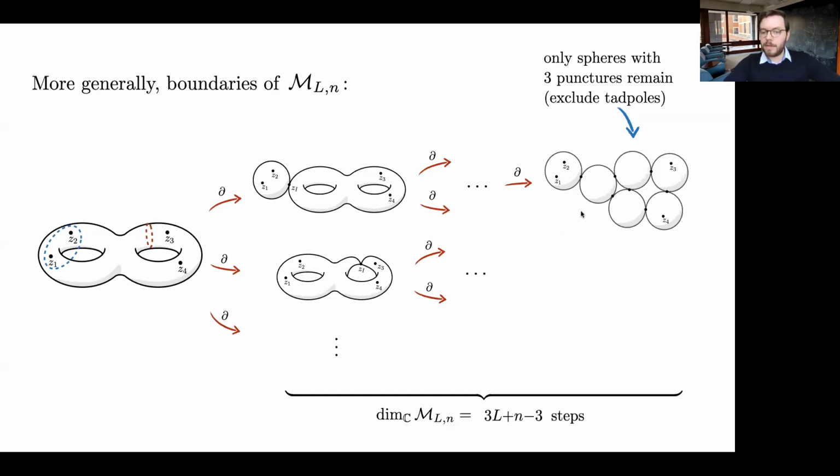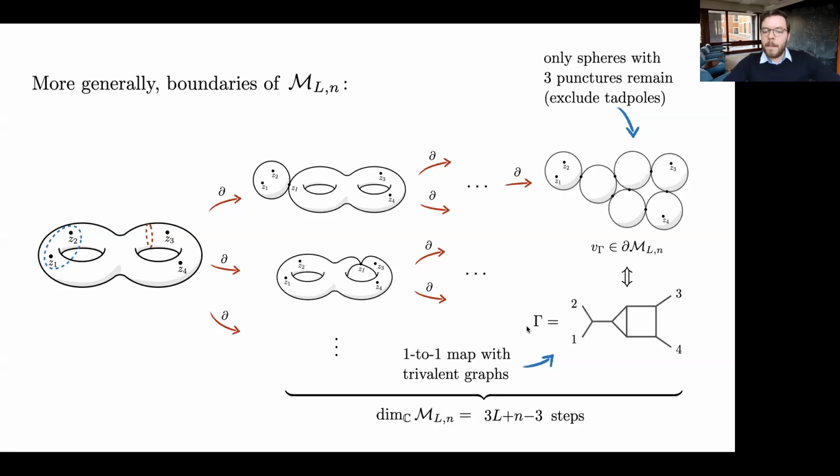And as you can see from this example, all of the spheres are in one-to-one map with trivalent diagrams, such as this one. So if we call the corresponding diagram gamma, then the place in the boundary of the moduli space where this happens, I will denote by V of gamma.